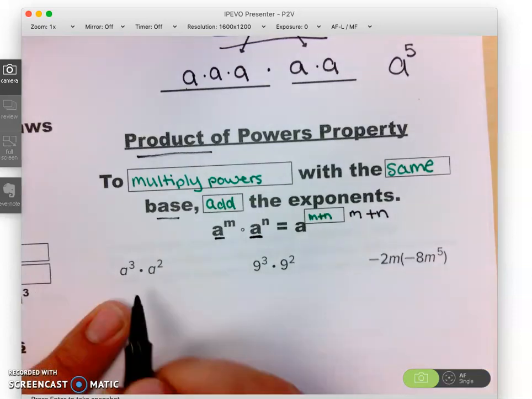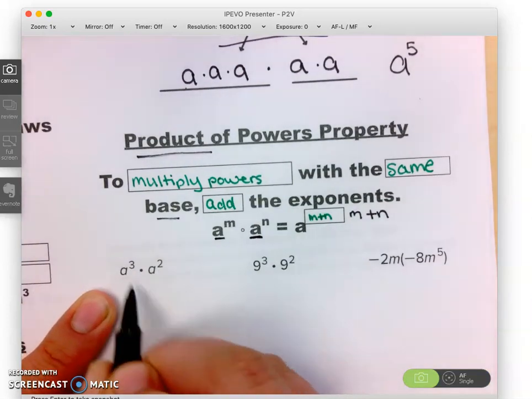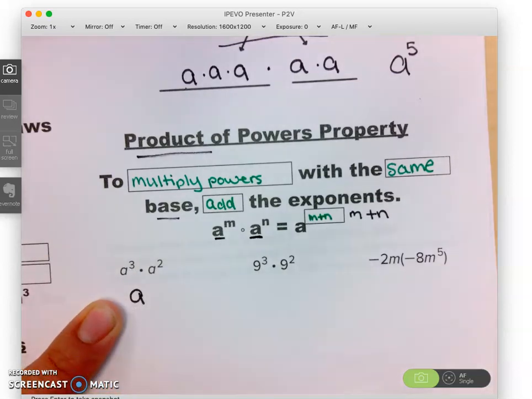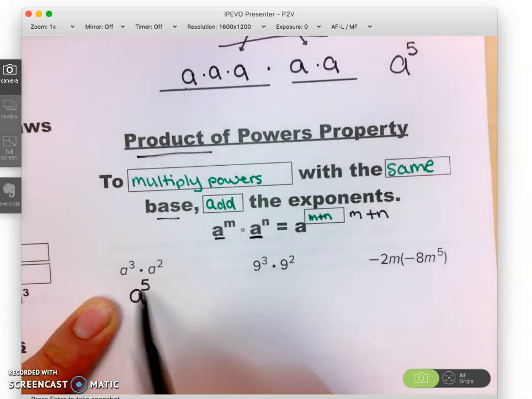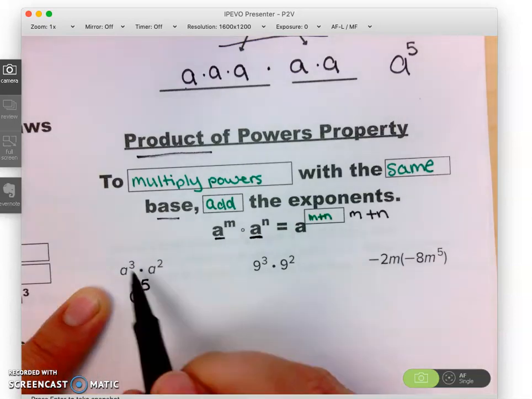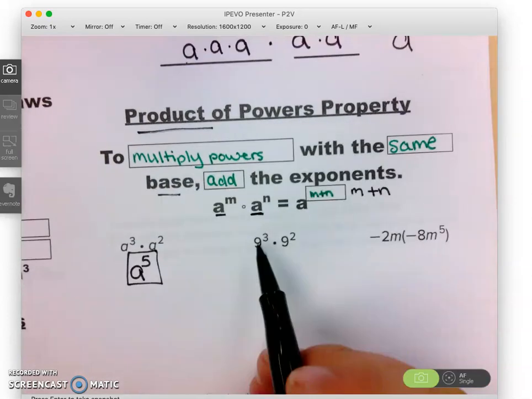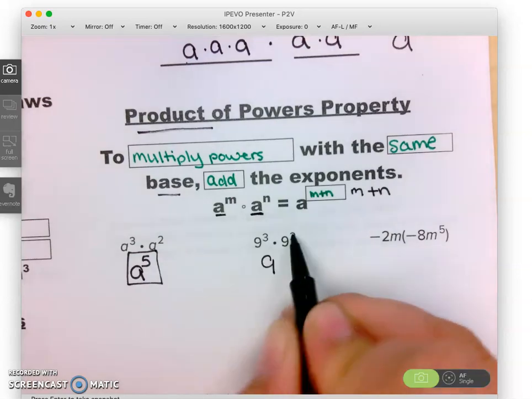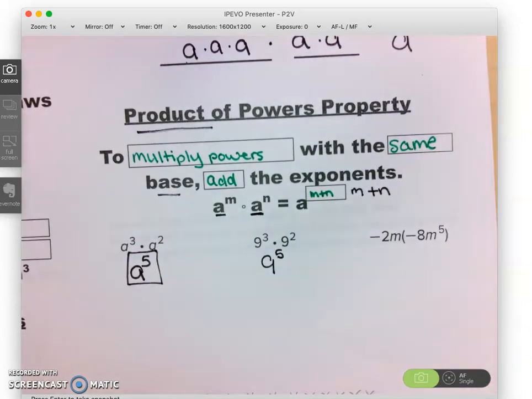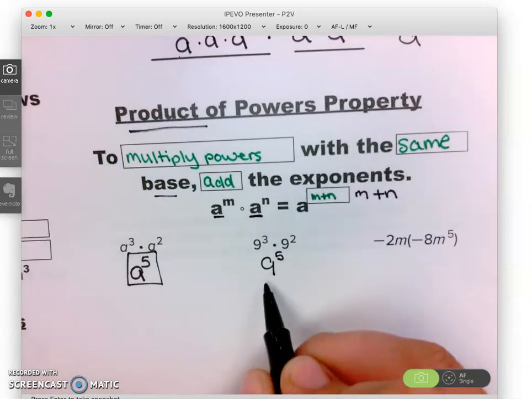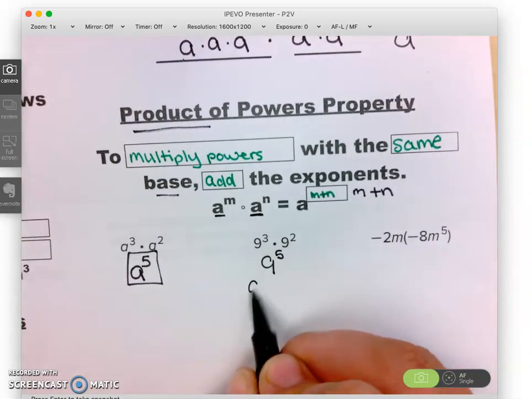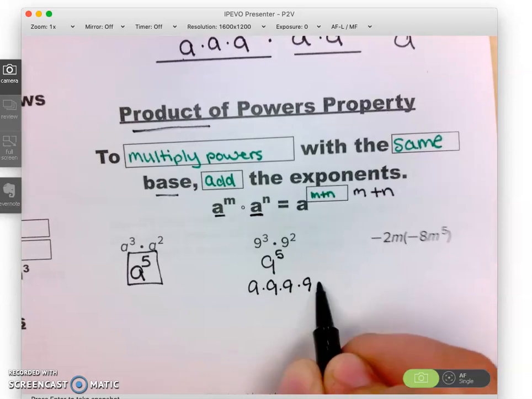So here, a to the third times a to the second, I'm going to just write it as one base. 3 plus 2 is 5. Done. This is as far as I can go because a is representing a number that I don't know what that number is at this point. Okay, so if they just ask me to write it as a power, I would write 9 to the 5th power. But now if they ask me to evaluate it, then I'm going to actually evaluate it and do 9 times 9 times 9 times 9 times 9.